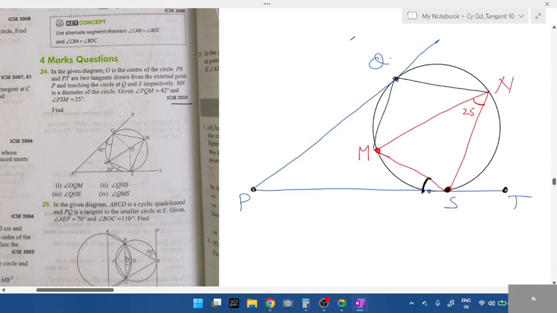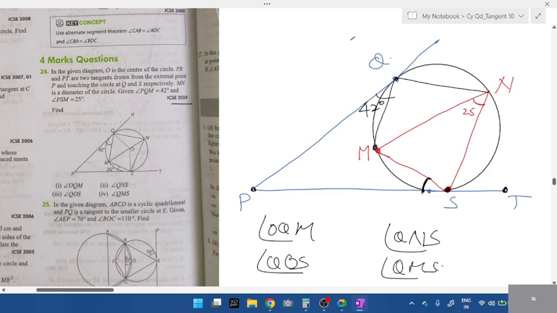See, the black one is the other triangle. 42. If 42 is given, check what else is 42 degrees. They have given four angles. Very simple question. Four angles: OQM, QNS, MS, QN is a cyclic quadrilateral. O is the center, MN is the diameter. Check all the possible values. 4 marks question.